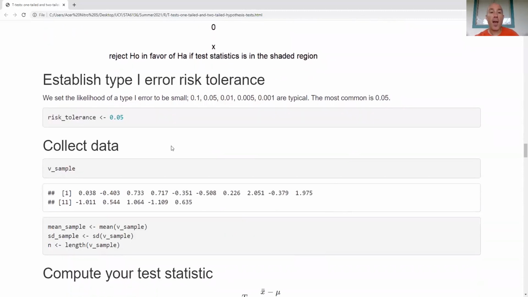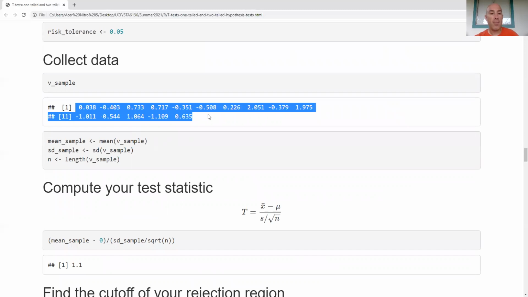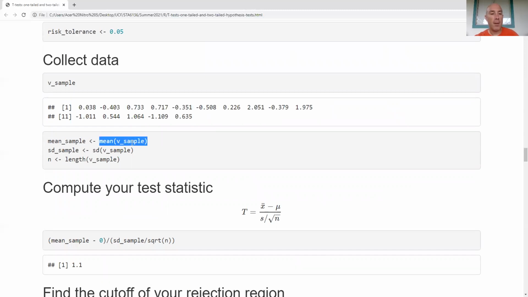I need to establish my type 1 error risk tolerance, and I'm going to go with 0.05 once again. I collect my data. I get the mean, standard deviation, and the sample size, and I get my test statistic. Remember, it's X bar minus the hypothesized value for the population average, which is the boundary for us, divided by the standard deviation over the square root of n. In this situation, my test statistic is 1.1.